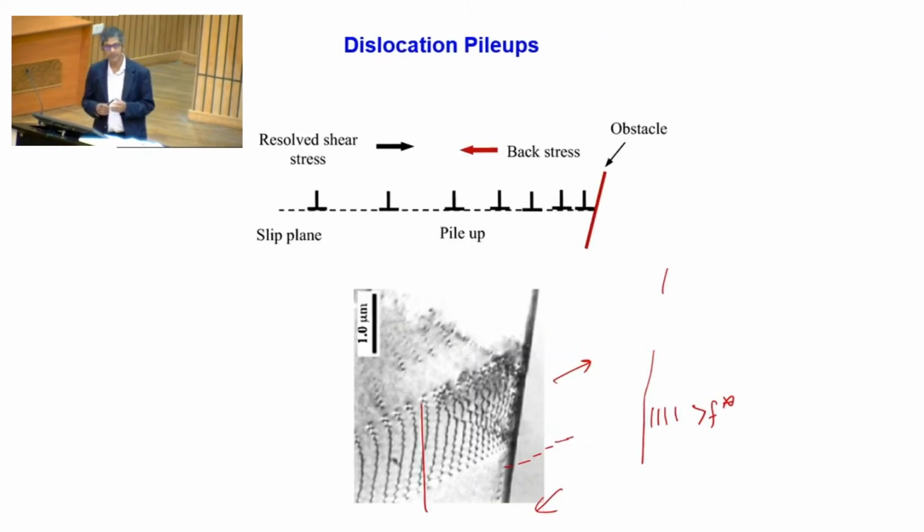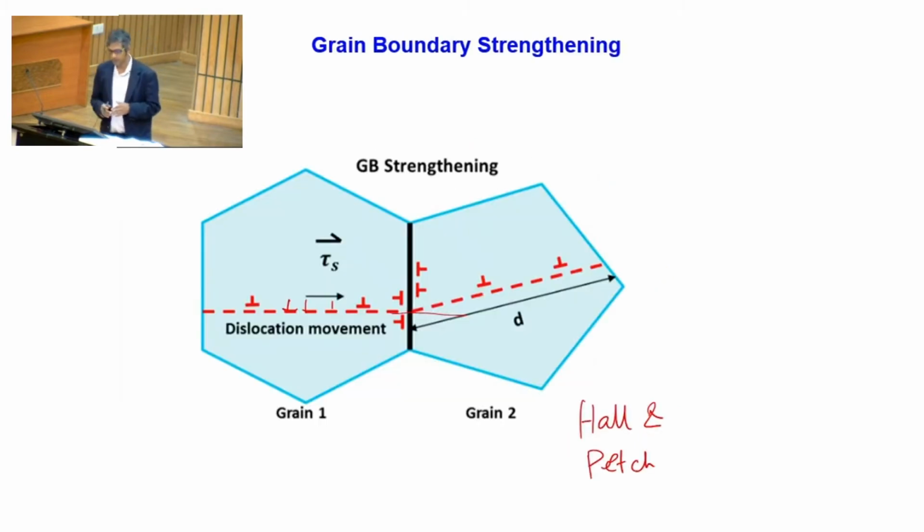So when the dislocations move from one side of the grain to the other side of the grain, they come in front of a grain boundary, and grain boundaries can act as an obstacle for the movement of dislocations. Because of that, dislocations can get piled up at the grain boundaries. In a polycrystalline material, with a large number of grains, this effect is very significant. So a grain boundary can act as an obstacle. That's what leads to grain boundary strengthening, and also the Hall-Petch relationship, which we are going to discuss today.